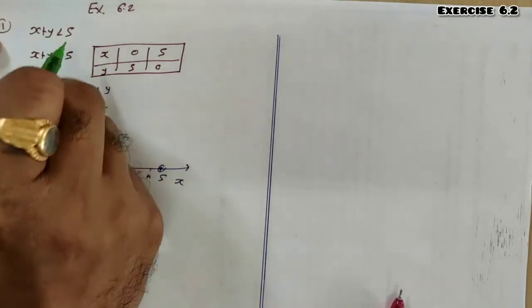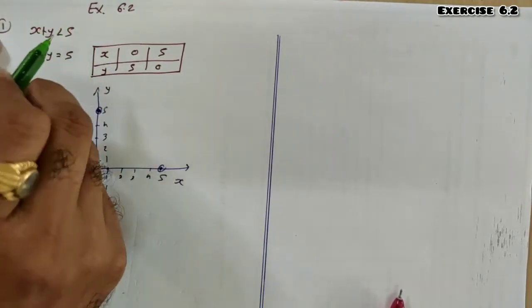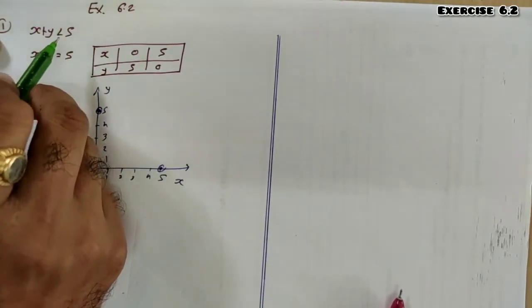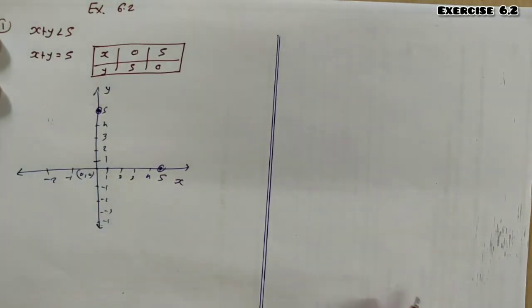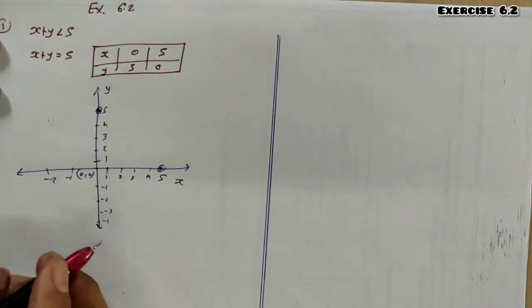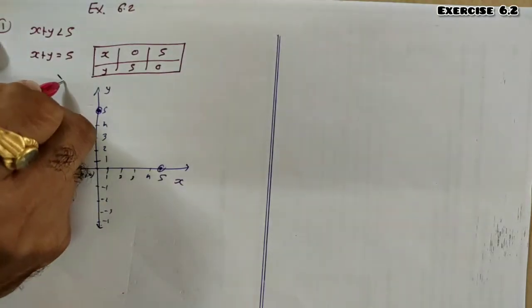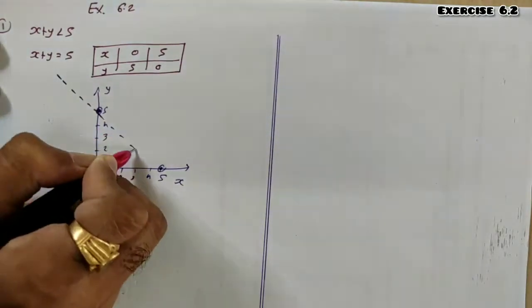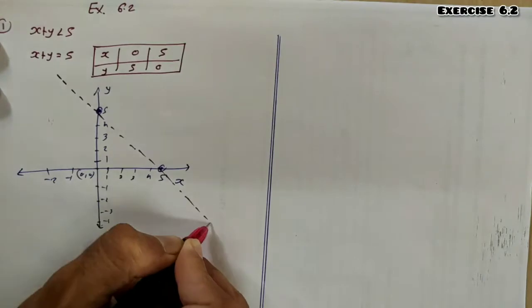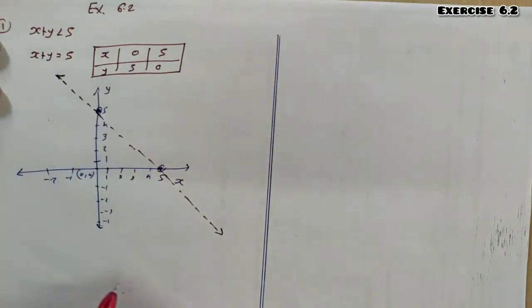Now here strict inequality is there. So for the solution of this strict inequality, our line will be a dotted line, because our line is not included in the solution. So here you have to draw the dotted line. So this dotted line will divide our plane into two half planes.